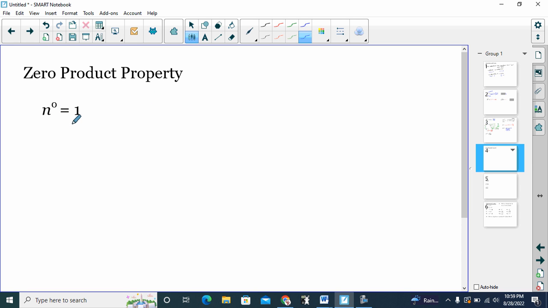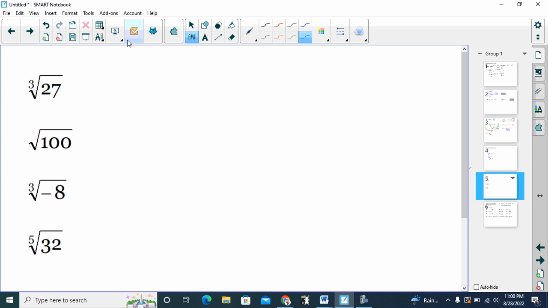Real quick, the zero product property says any number to the 0 power is 1. Anything to the 0 power is 1. 5 to the 0 power, 1. 22 to the 0 power, 1. 9 to the 0 power, 1. So anything to the 0 power is always 1. Let's try this set.